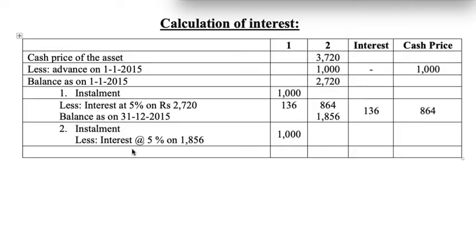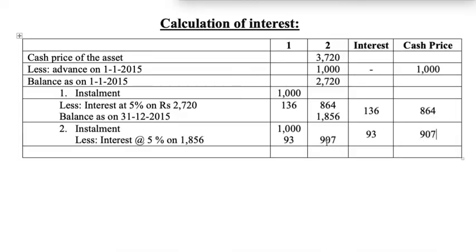Now in this case we are going to calculate 5% on 1856. When we see that, the total amount will be 93 rupees. That is, we are going to pay 93 rupees as interest. Fine. So 1000 minus 93 is 907 rupees, right? How much interest did we pay? We paid 93 rupees interest. And the cash price here is 907 rupees.